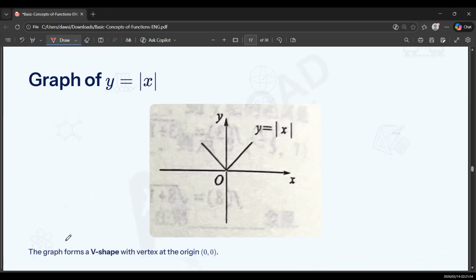There's the graph of y equals absolute value of x. You can see here the graph forms a V shape with vertex at the origin (0, 0).